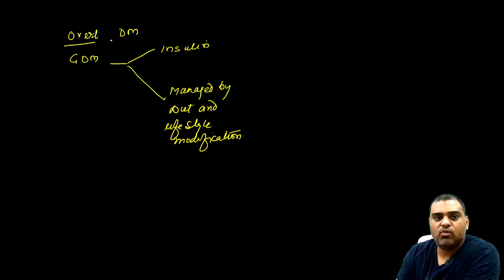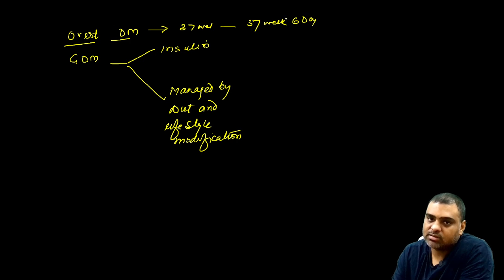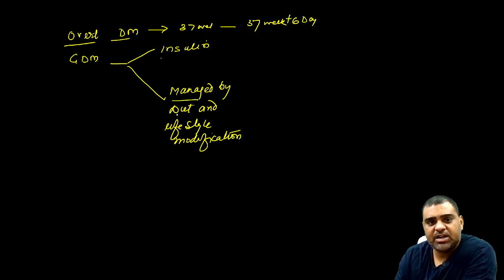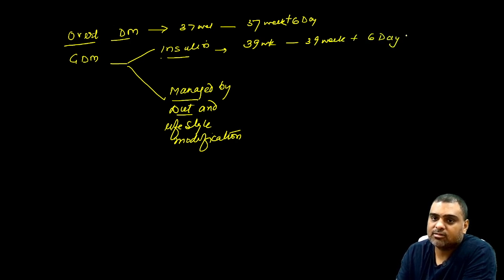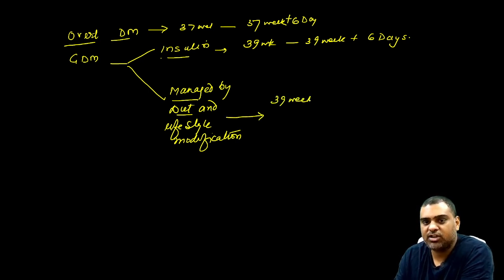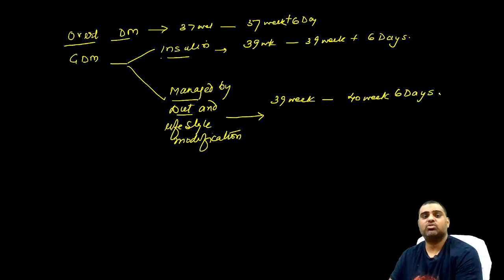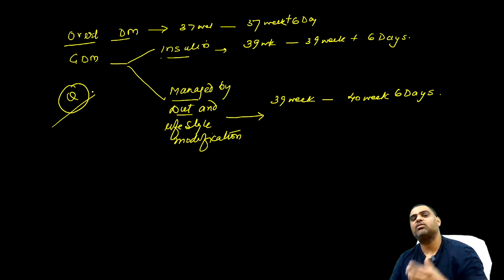For overt diabetes mellitus, the best time is 37 weeks to 37 weeks 6 days. If the gestational diabetes is on insulin, then the best time is 39 weeks to 39 weeks plus 6 days. If the lady is being managed on diet and lifestyle modification, then the best time is from 39 weeks to 40 weeks 6 days. Okay, so please remember this, because a lot of questions can be given to you, that this is the diabetes, then when is the best time to deliver?